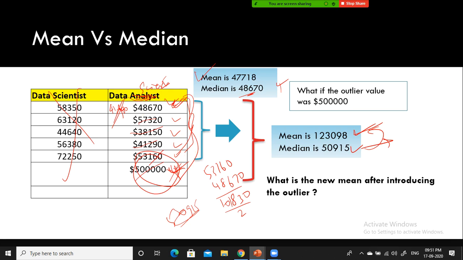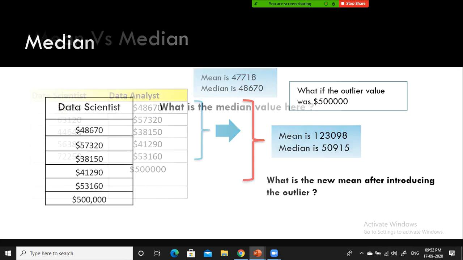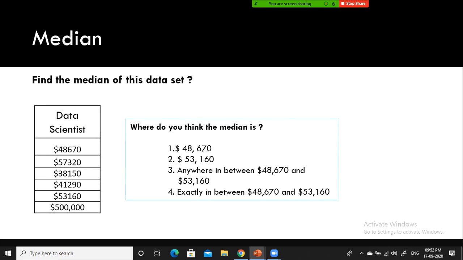When it comes to median, you are taking the middle value. Hence, your median is so robust, you are not taking into account the outlier. Hope you understood. You can use mean if you don't have outliers or if the data is not heavily skewed. If the data is heavily skewed, better use median. It is not sensitive to outliers.